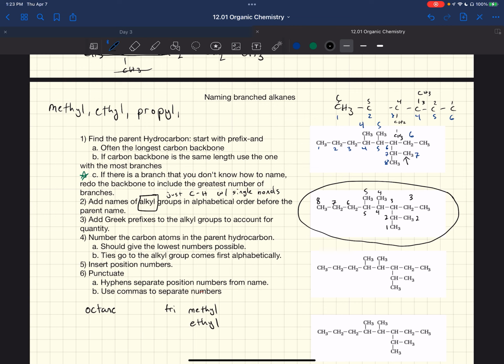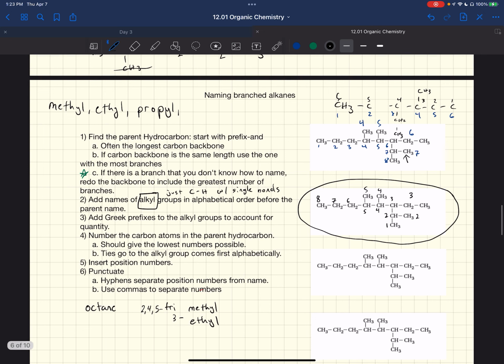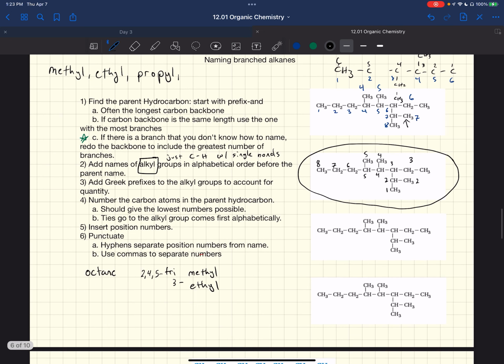So we're going to use this black one. Now insert position numbers. The way that position numbers get inserted is just numbers in front of the trimethyls. So this is 2, 4, 5, and then you put a hyphen, 2, 4, 5, hyphen, trimethyl. And yes, trimethyl is one word. I know I messed that up. And then the ethyl group on this one would be 3-ethyl.